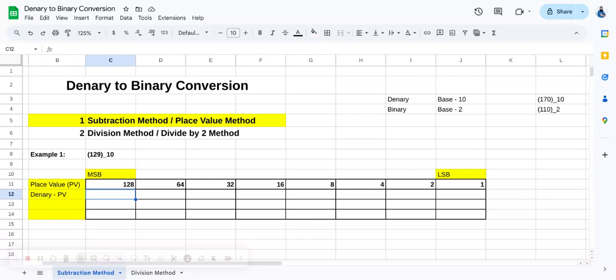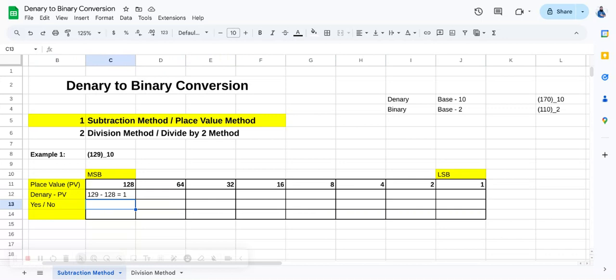Okay, so let's do it. Now the number given to us is 129. So we subtract the given place value, that is 128 in this cell, from the denary number 129. The answer we get is 1, a positive 1. Now in this row, we are going to write yes or no in the whole row. Whenever we are doing the calculation, we need to understand when we have to write yes and when we have to write no.